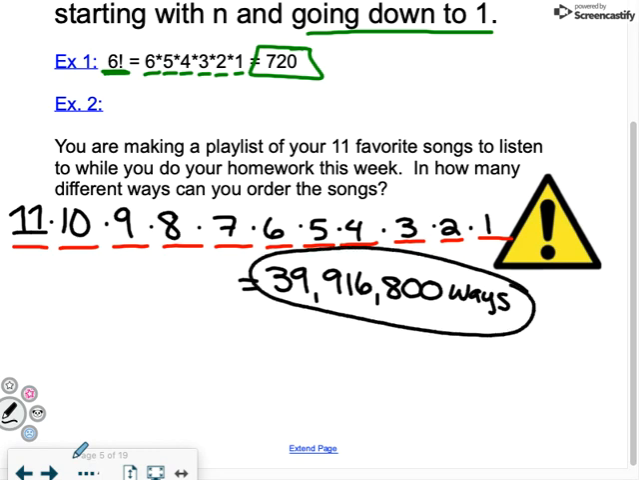And why we bring up this factorial is there's actually an easier way to do this right on our calculator. And we'll talk about that here in a second. We could rewrite this as 11 factorial, and we'll talk about how we do that on our calculator in a second.